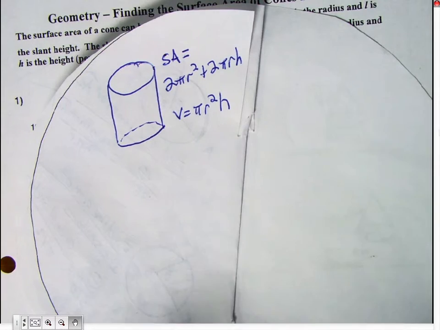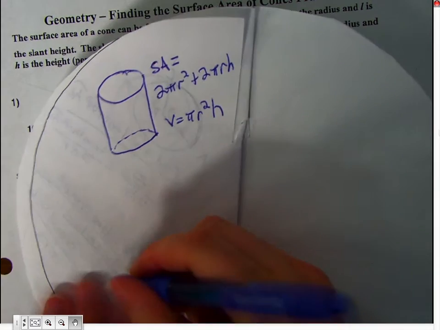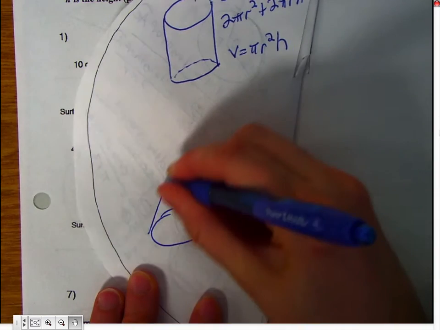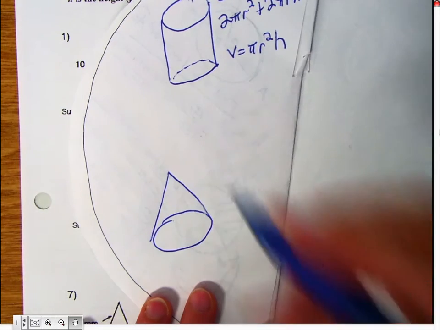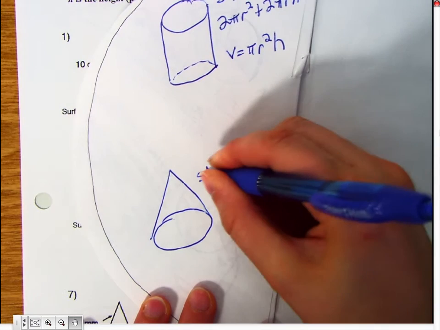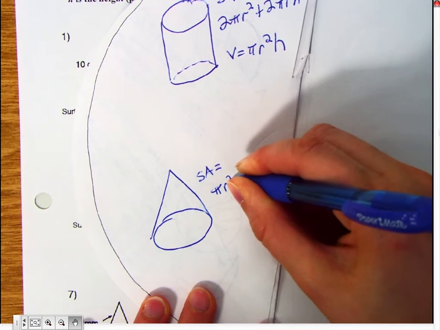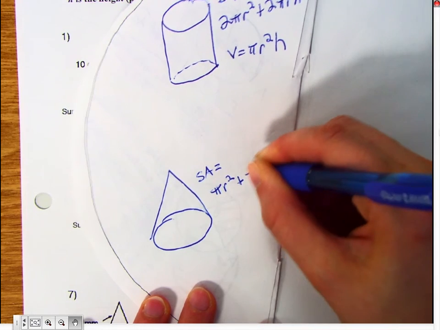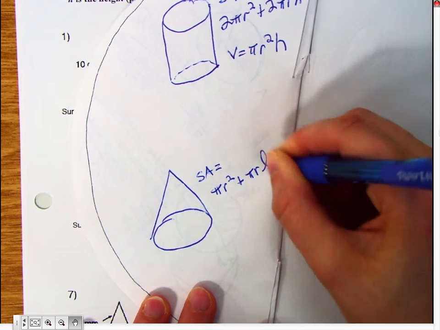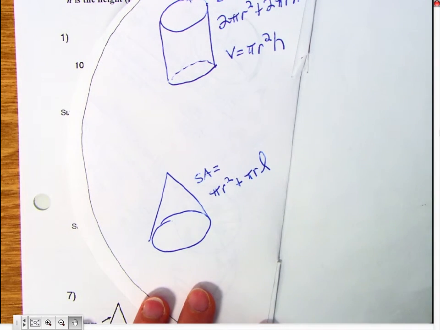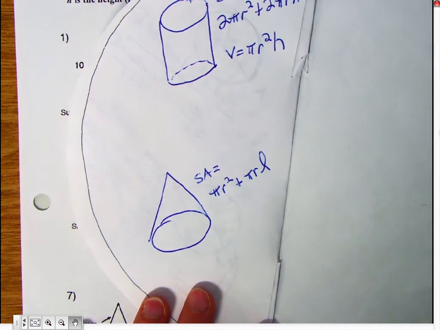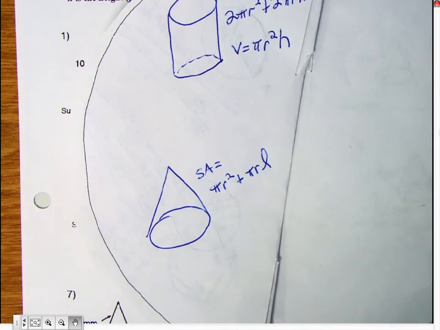First thing you guys should do is draw a cone. And surface area is pi r squared plus pi r, this weird little L shape, which means slant height. So we're going to start with that.